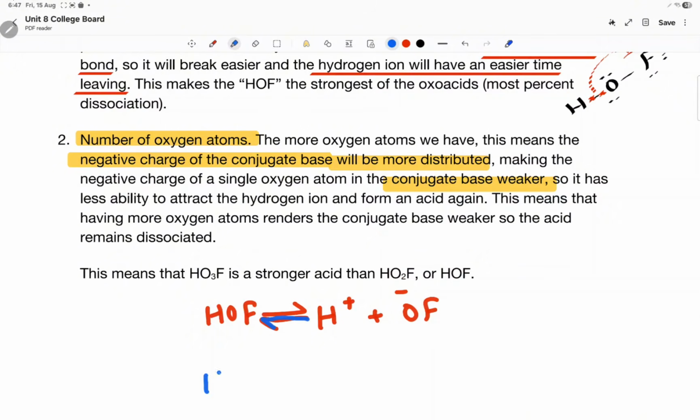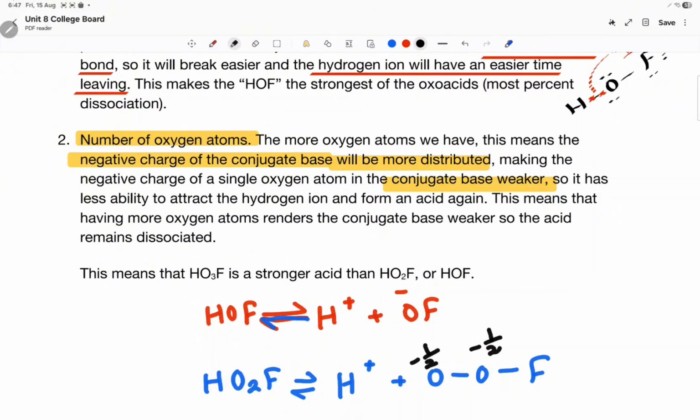But now imagine if I have HO2F. I'm going to have H plus with OOF negative. Now what happens is this negative 1 is like having a negative half and a negative half. They're going to have a hard time attracting a plus 1. So the reaction will mostly stay forward. Only some of it will go back, which means the acid will remain dissociated for a longer time. That's better than having only one O. So if you have more O's, it's stronger.